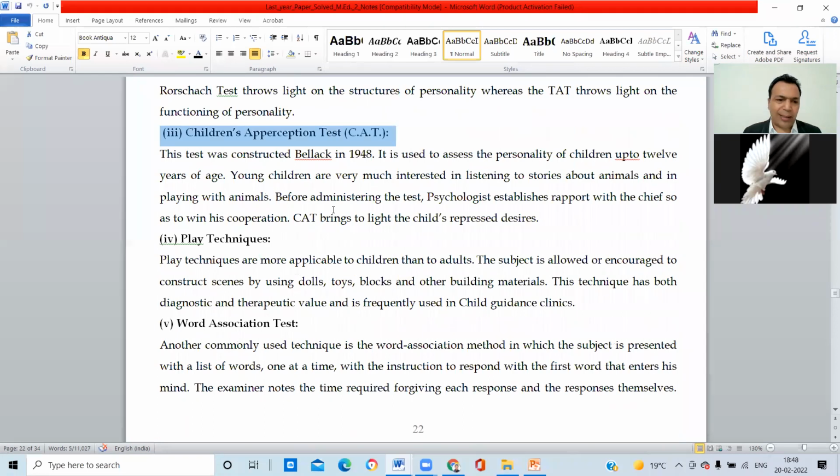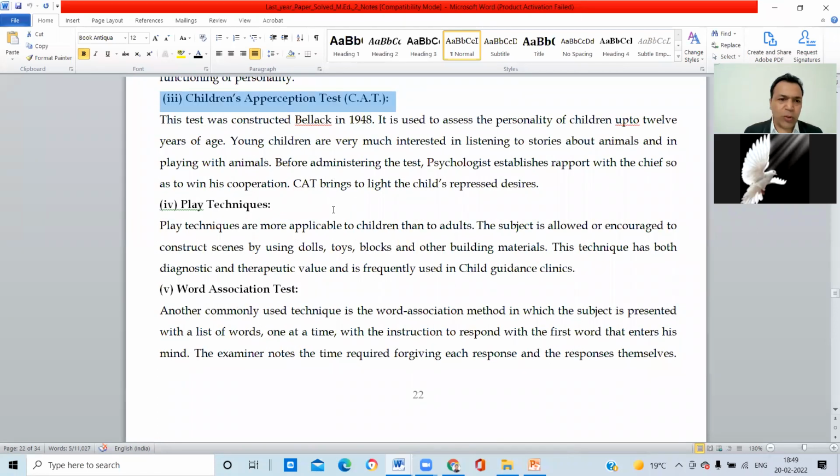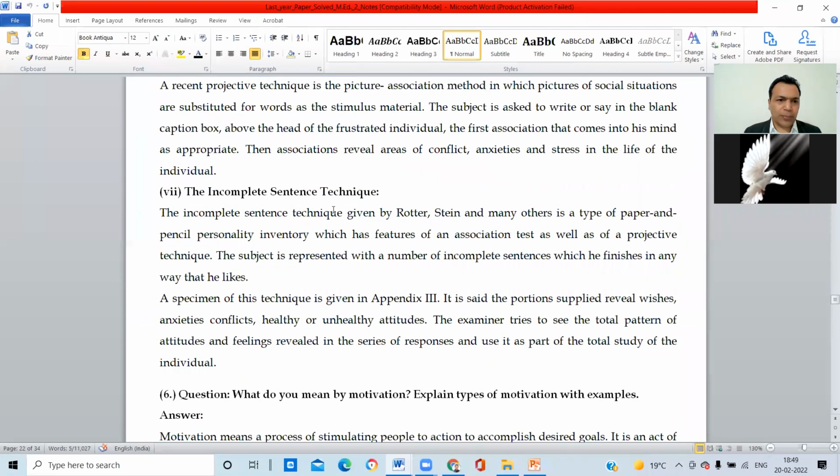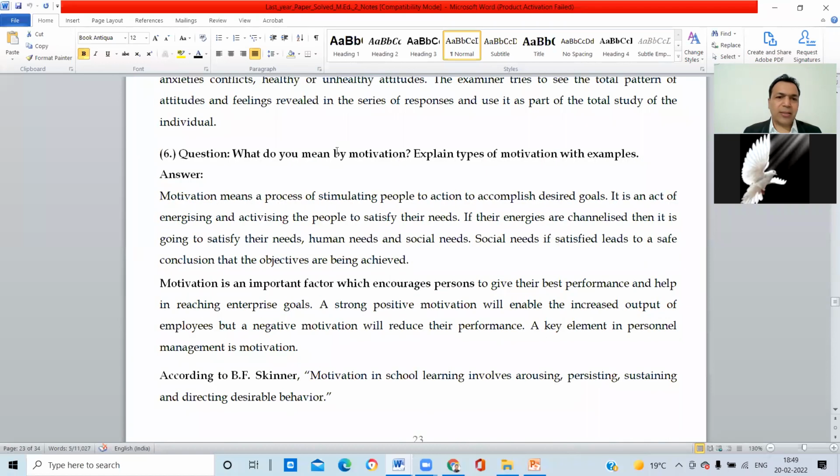So read this once. Okay, these are very easy ones. We have already discussed them in our previous videos also. You can check the videos also, guys, right? Okay, the next question comes: what do you mean by motivation? Explain the types of motivation. If this question comes, it is very easy.